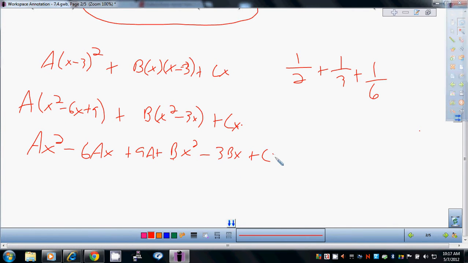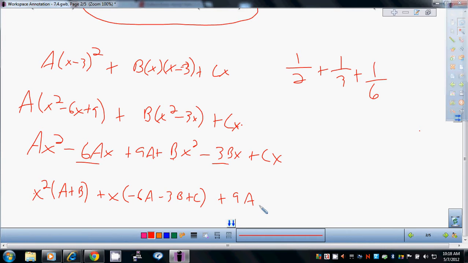What x squareds do I have? That's right, you have an ax squared and a bx squared. So if I put my x squareds together, that's ax squared plus bx squared. What normal x's do I have? I have negative 6a and negative 3b, right? Oh, and c at the end. See how I just put all my x's together? What do I have without an x? 9a, and that's it, right?